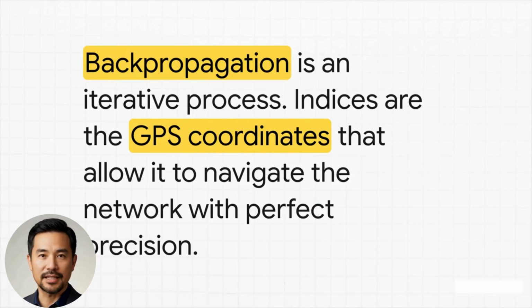And that's why this whole thing matters so much. Backpropagation, at its core, is an iterative process. It takes a step backwards through each layer, visiting each neuron one by one. And these indices? They are the GPS coordinates that let the algorithm travel through this massive web with perfect precision, so it never, ever gets lost.